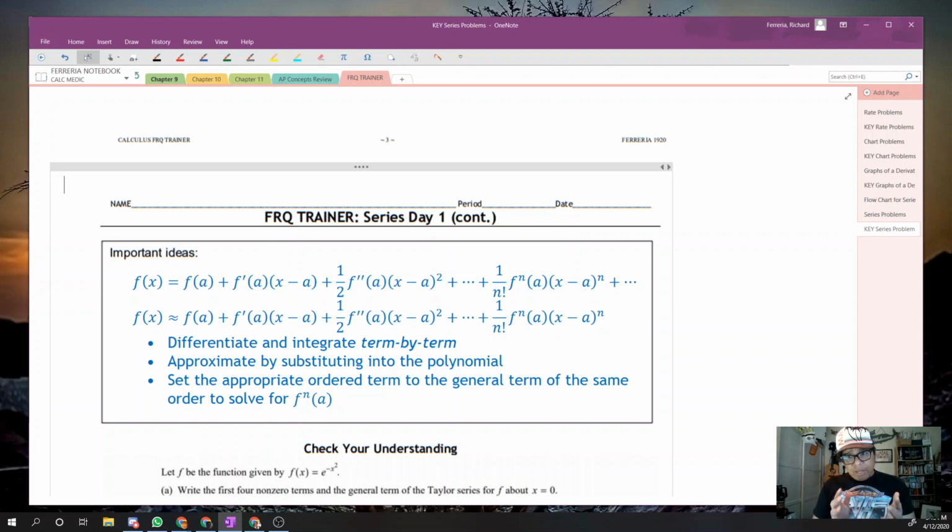And of course, if there are those questions where you're supposed to figure out the value of a derivative, chances are you just have to set the appropriate term of the Taylor polynomial equal to whatever you have. So if you see a 10th power, then it's going to be equal to 1 over 10 factorial f to the 10th power evaluated at a, multiplied by x minus a to the 10th power. So take a minute to copy these down, and we will take a look at the check your understanding in a second.